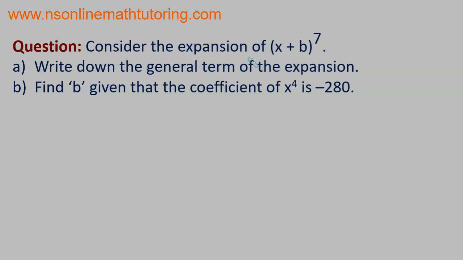So consider the expansion of (x + b) to the power of 7. Subpart A says, write down the general term of the expansion. And subpart B says, find the value of b given that the coefficient of x to the power of 4 is equal to negative 280. In our previous session, we had seen how to get a particular term from the expansion when the term number was given. In this session, we will be seeing how to get a particular term when the power of x is given. So let's start with our answer.